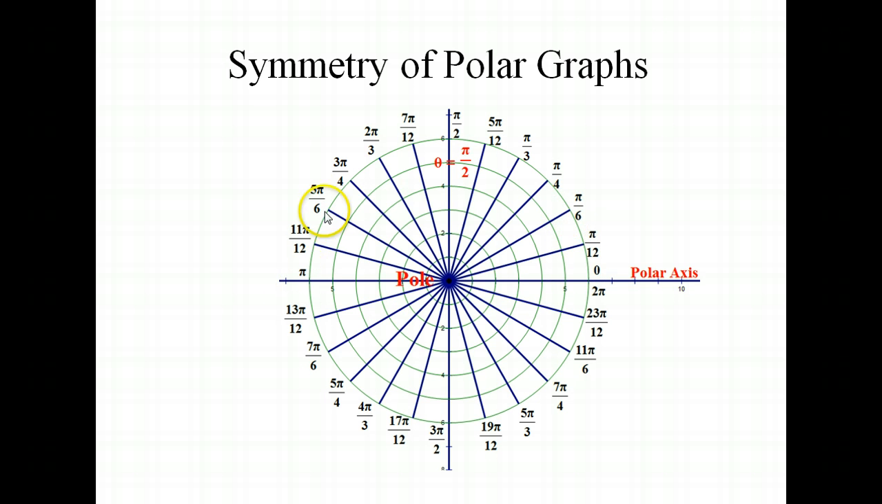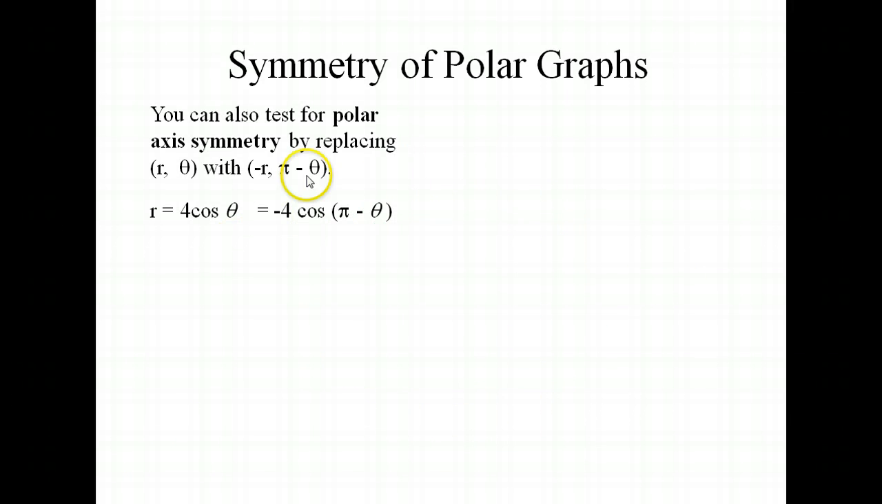Since we're looking at the cosine, which is the x values, the 5 pi over 6 would have the negative x value, where the pi over 6 would have a positive x value. So they would have the same value but opposites. So you see how your test says pi minus theta and a negative r, so we're expecting the opposite output. So let's look at pi over 6. We already know that the output is 2 square roots of 3 for r. And when we put in pi minus pi over 6, or 5 pi over 6, we get negative 2 square roots of 3, just the opposite, as we expected. So that's proving that we have polar axis symmetry.